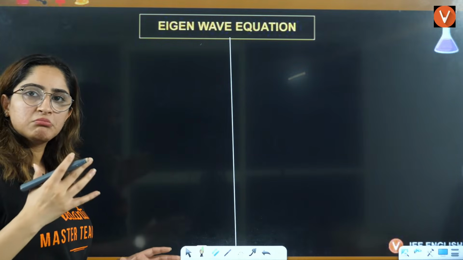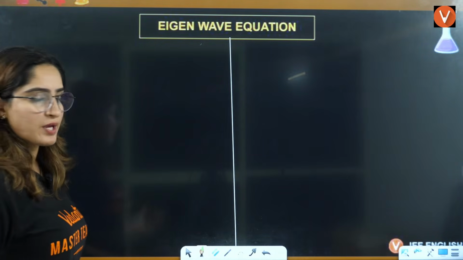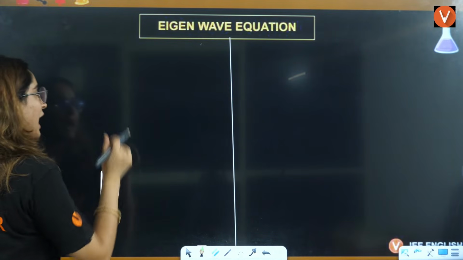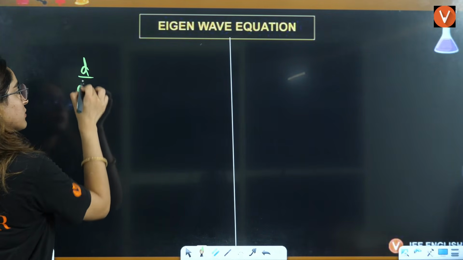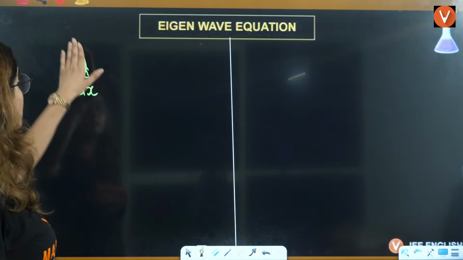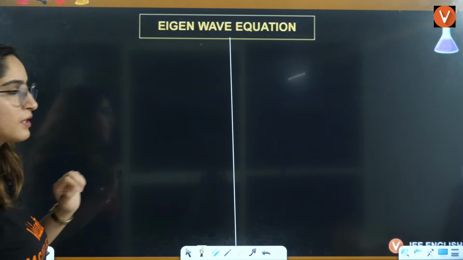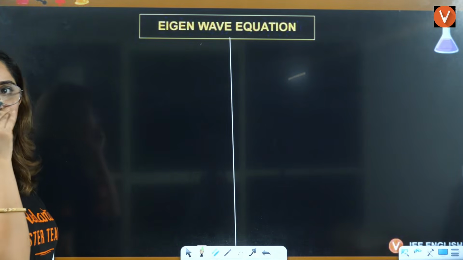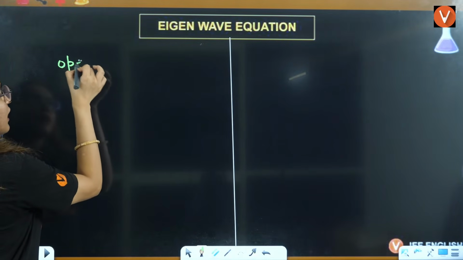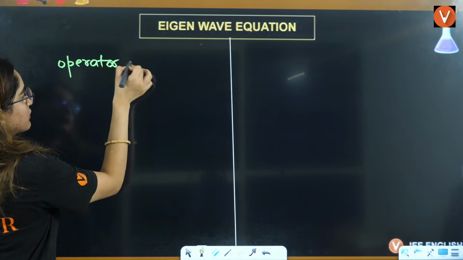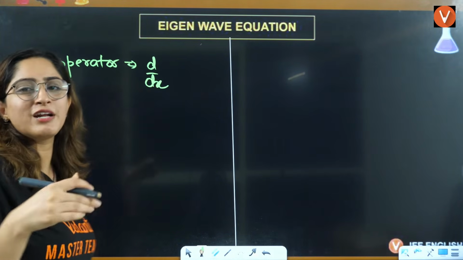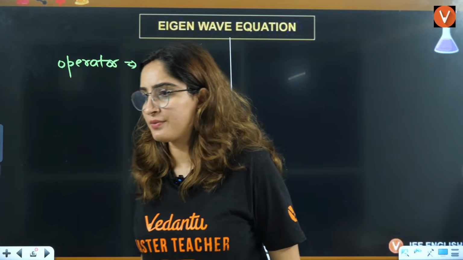There are different types of functions we have. Like psi is the wave function, right? Similarly, we have a differential function, right? These are the functions. Sorry, these are the operators, right? Function can be any value. Like for example, I have an operator, that is, let's say, d by dx. Different operations we have, right?